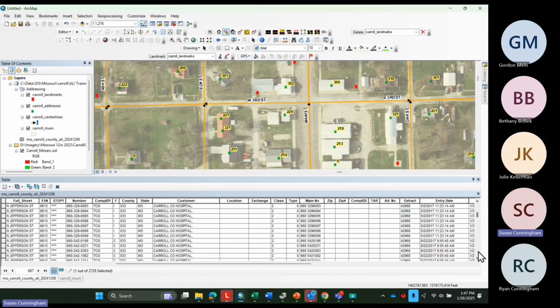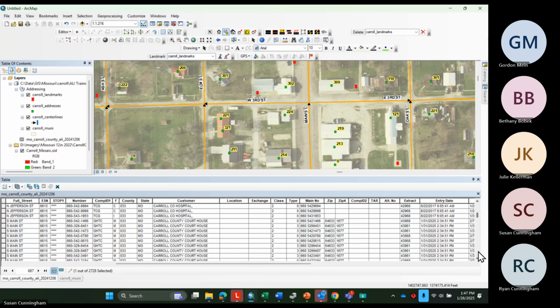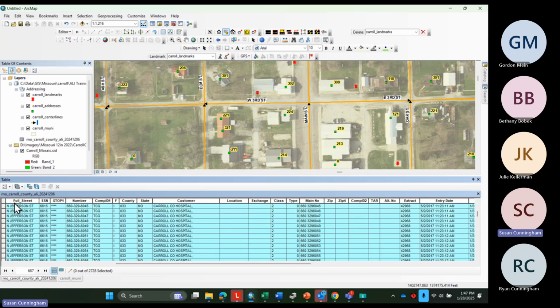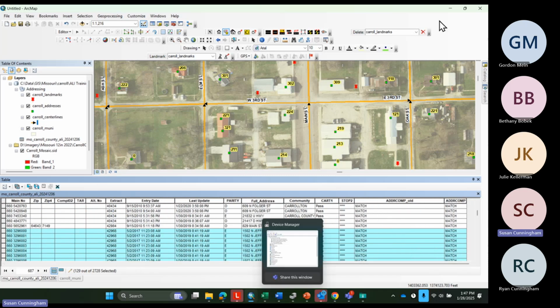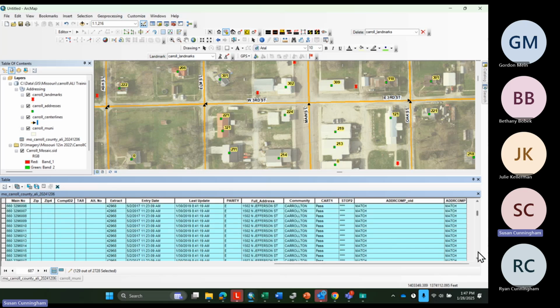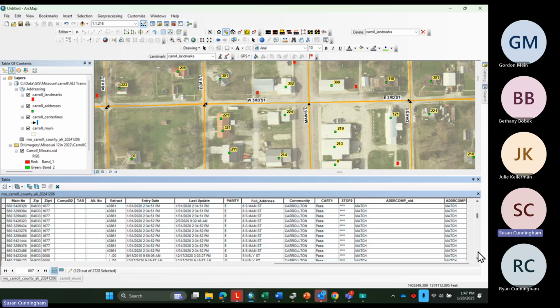There's the Carroll County Hospital, Carroll County Courthouse. I'm going to see if all of these hospitals are the same address. I'm going to guess that they're not, even though they're all the Carroll County Hospital. Might be. Yeah, they're all using 1502 North Jefferson. But a lot of times hospitals have multiple buildings and multiple addresses on them, and they get kind of sticky. That's actually all the same, believe it or not.